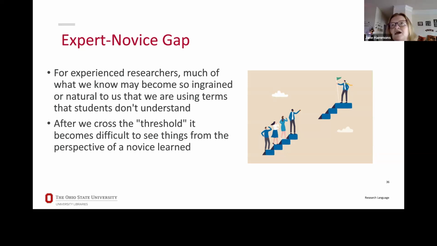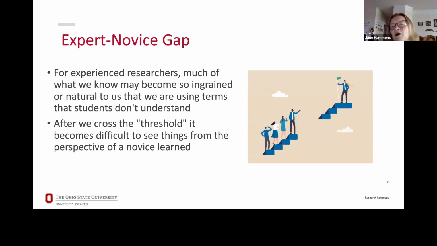For us, we may interchangeably use academic journal and peer reviewed journal, or academic journal and scholarly journal. A student may really think of those as being very different things, or not see the nuance involved in making distinctions between those terms, right? So as we become more experienced, after we cross the threshold and start thinking about things the way that an expert does, it becomes very difficult to see things from the perspective of a novice learner. And I spelled learner wrong, just noticed that.